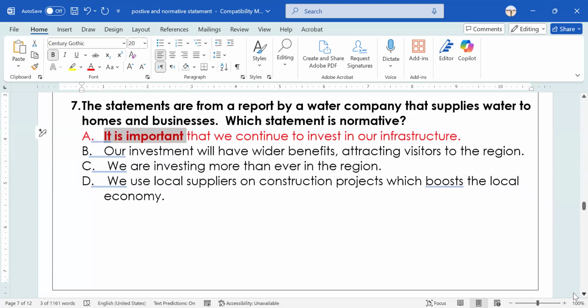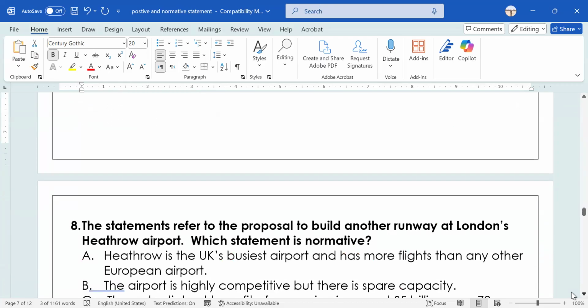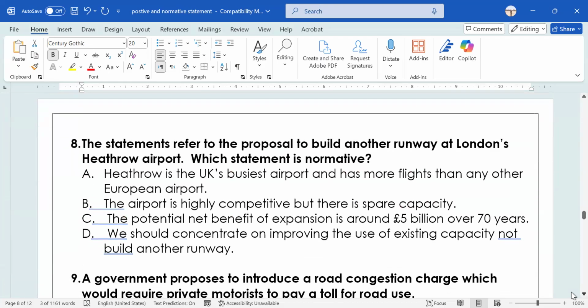Letter D, we use local suppliers on construction projects, which boost or increase the local economy. This is what we call the cause and effect, okay, that can be really measured through the spending data and the employment record. So again, when we use the local suppliers and economic projects, what's gonna happen? It will boost the local economy. So obviously, this is a cause and effect, and this is a positive statement. Okay, how about number 8?